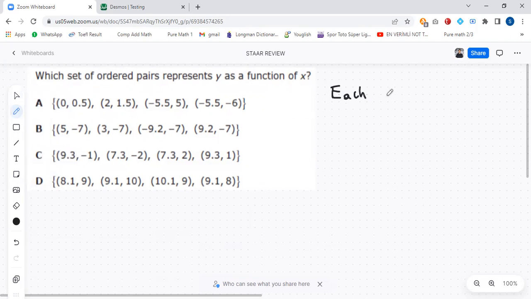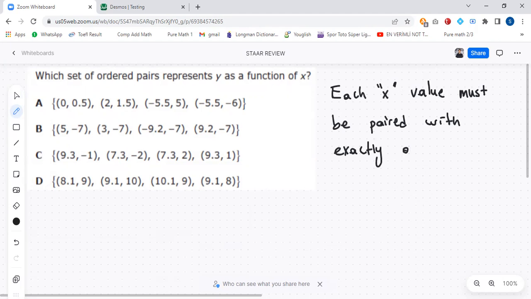Each x value must be paired with exactly one y value. So this is important, guys. Exactly one. So if any x value is paired with two y values, then it is not a function. Two or more, then it is not a function.